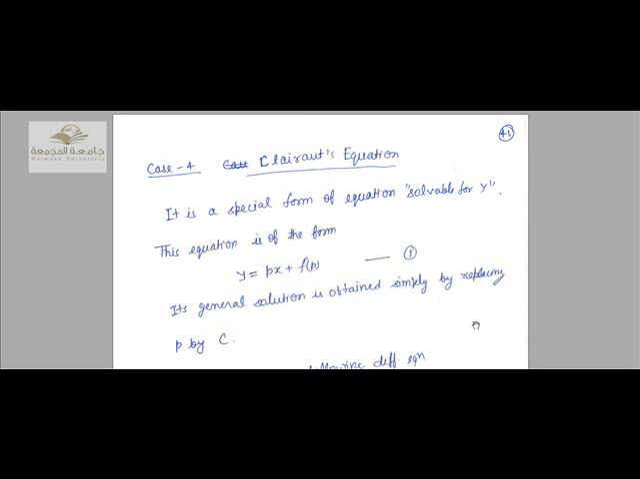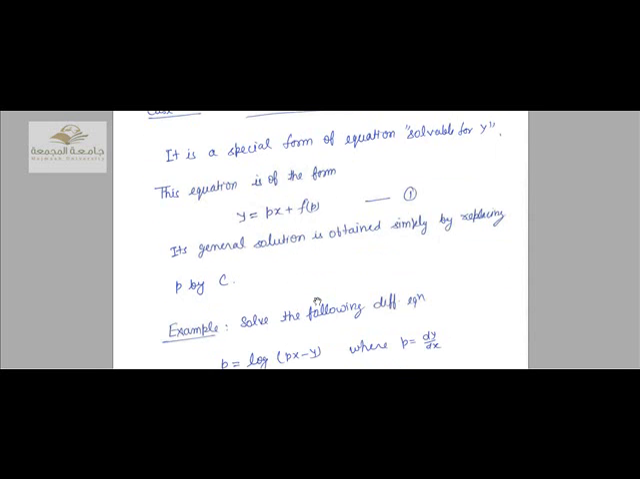Now, the fourth case we are going to study today is Clairaut's equation. It is a special form of equation solvable for y. This equation is of the form y = px + f(p), a function of p, equation number 1. Its general solution is obtained simply by replacing p by c.